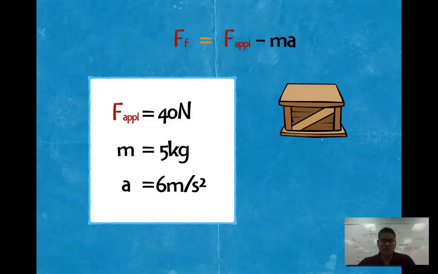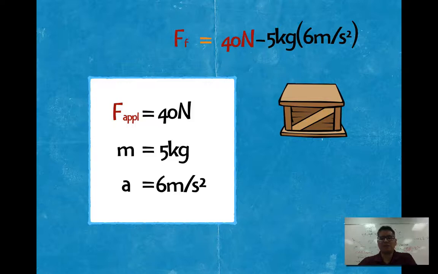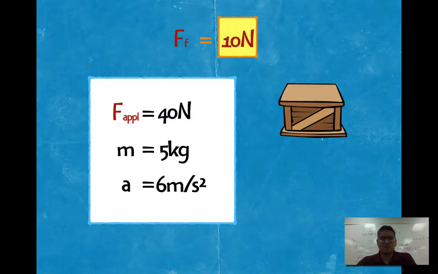And so at this point, because I've structured my formula in the most practical way in terms of what the problem is asking for, now all I've got to do is just plug and chug. Plug in my values for my variables and do the algebra. And there you go. Okay, so I'm doing 40 newtons minus 5 times 6, which is 40 newtons minus 30 newtons gives me 10 newton force.